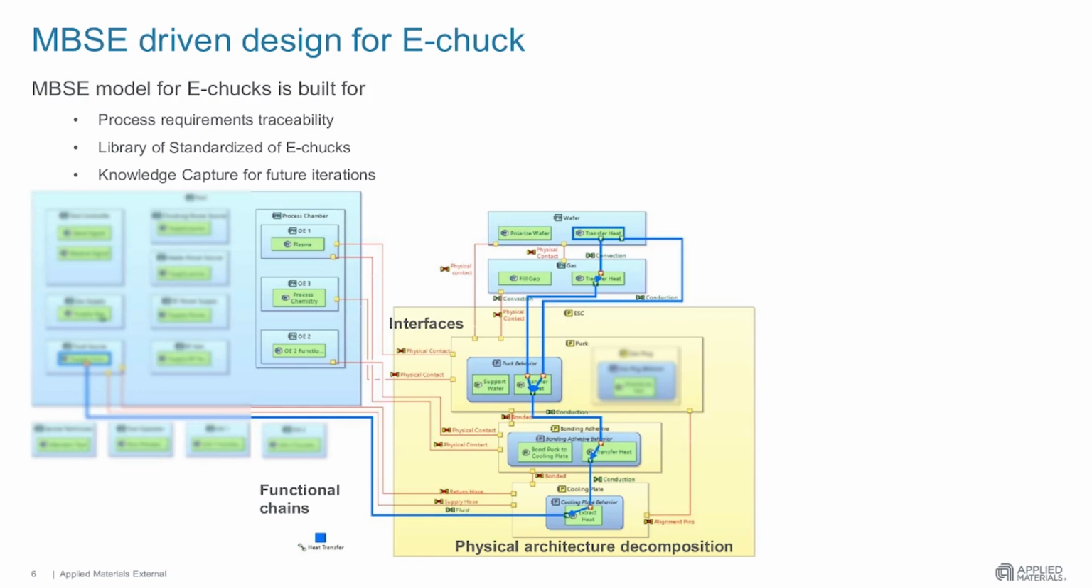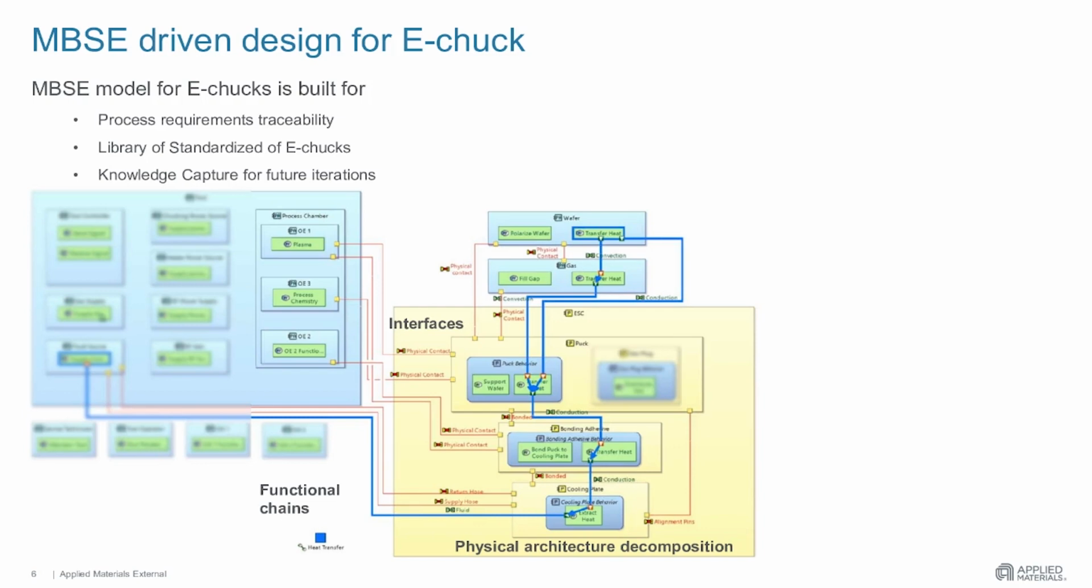The second was creating a library of standardized e-chucks. So electrostatic chucks, like I mentioned, are commonly used in our equipment, but there is a large variety of electrostatic chucks, right? It depends on the exact process application on the tool. It depends on the heating requirements, cooling requirements, size of the wafer. So there are quite a few parameters that impact the design of an e-chuck, and we have a whole variety of them available. And we wanted to use MBSE to help create a standardized library of e-chucks, really to enable and encourage more reuse and commonality between our equipment.